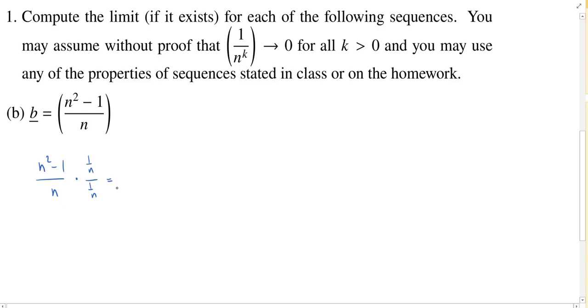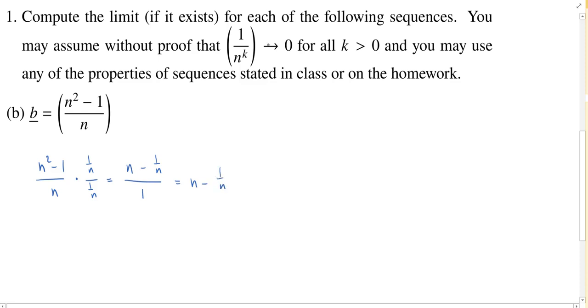So when I multiply on the top, of course, I'm going to have to distribute. n squared times 1 over n will just be n, minus 1 over n. And then on the bottom, n times 1 over n is 1. And this is why I chose to multiply top and bottom by 1 over n, it essentially eliminates the denominator. So I just have n minus 1 over n.